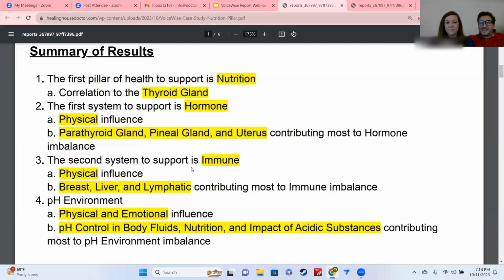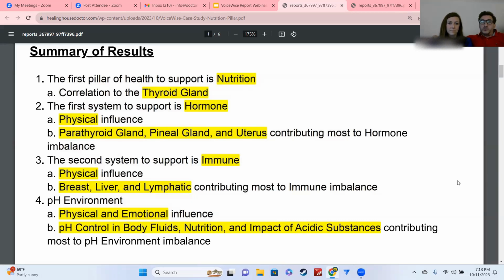And then the last static thing, meaning thing that is going to show up every time, is the pH environment. That pH environment is always going to be shown because we find that extremely important. The pH of the body is extremely important. If you're in an acidic environment, that's what creates a disease state.